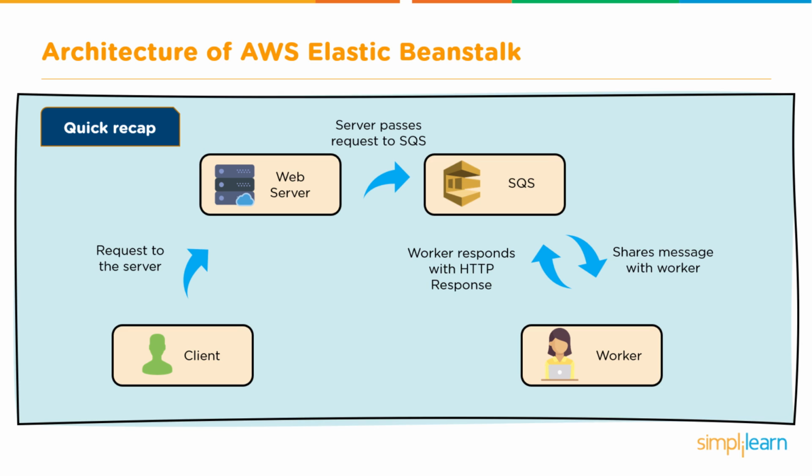And the worker sends back the response, with the HTTP response, back to the queue. That response can be viewed directly from the queue service by the client using the web server. So this is one of the examples. Likewise, as I said, there can be many other examples where you can have worker environments defined.